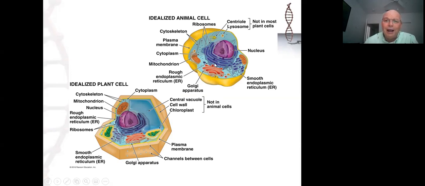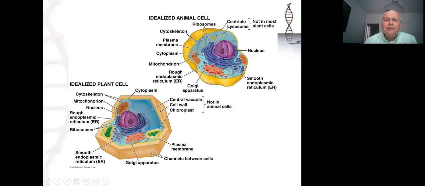So it's called rough ER. The tube-like stuff is called smooth ER, because there are no ribosomes attached to it. And these have roles in manufacturing, as far as the cell is concerned, as you'll see.